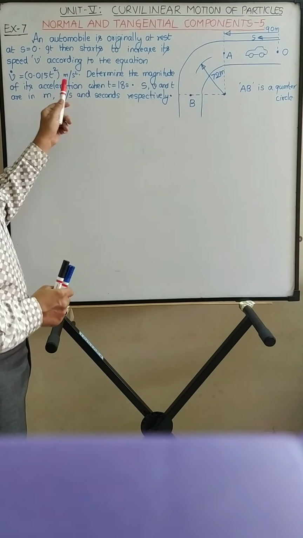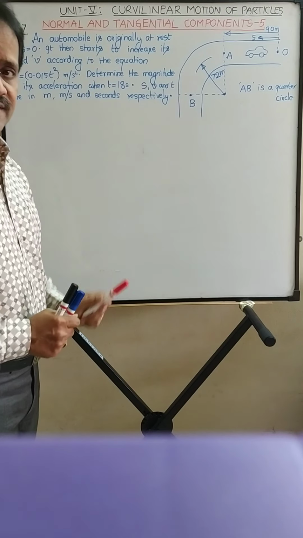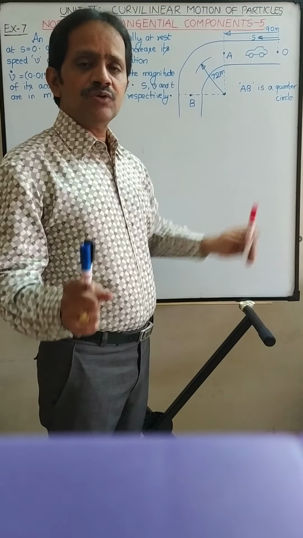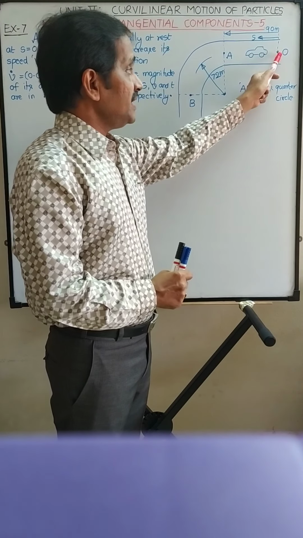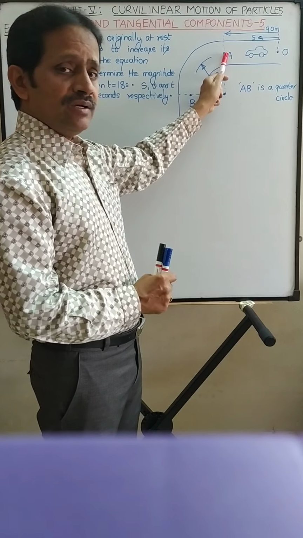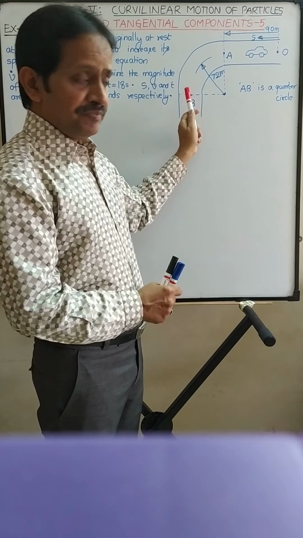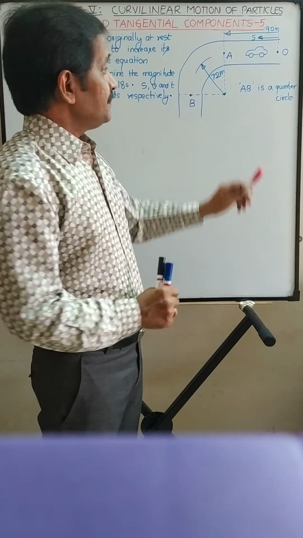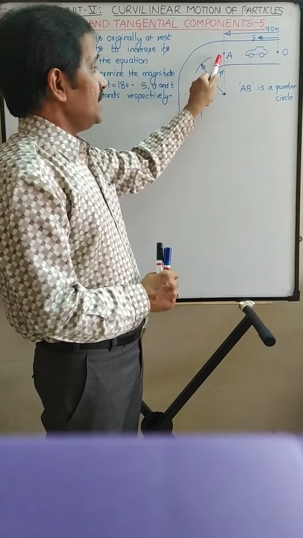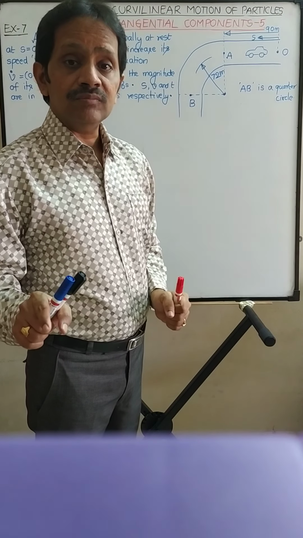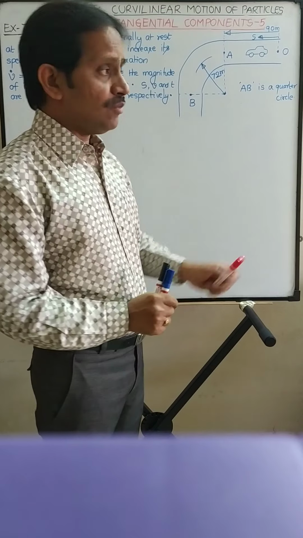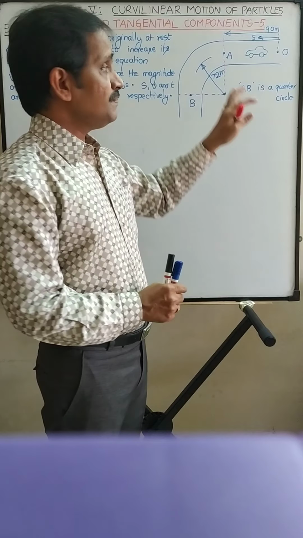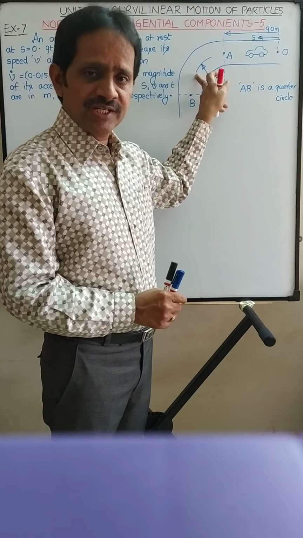Now we have to find out the acceleration when t is equal to 18 seconds. Here t is equal to 0 at the start. After 18 seconds, first you have to find out the position of the automobile, whether it is in the range OA or in the range AB. If it is between O and A, it is having rectilinear motion, right? If it is between A and B, it is moving along a curve. Then the acceleration will have the tangential and the normal components, from which you can find out the resultant acceleration. Is it clear?